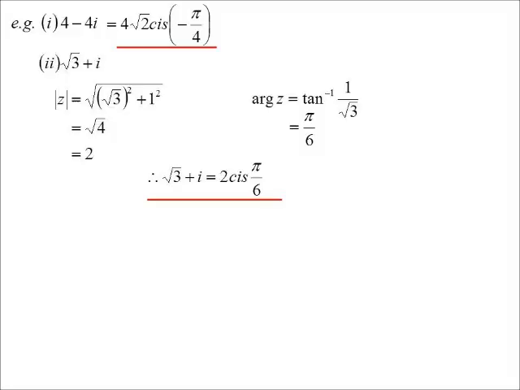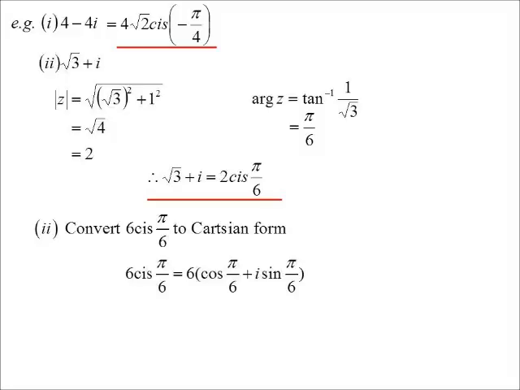What about if we're going the other way? Convert 6 cis pi on 6, and we've got to get it back to that Cartesian idea. Well, that's where it's important we remember what cis stands for. Remember, cis stands for cos plus i sine. And so I can go and work out what is the cos of pi on 6, what is the sine of pi on 6, and then multiply out by the 6, and we get my answer, 3 root 3 plus 3i.